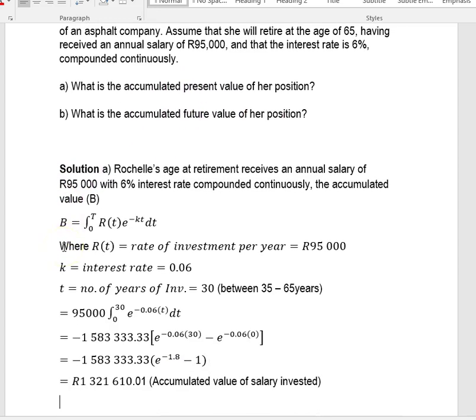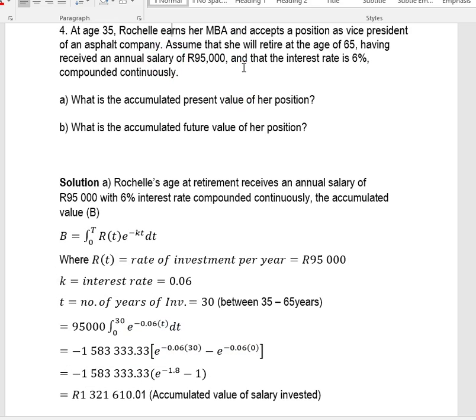Let's go to the first question. Here we're still going to be using the formula for the accumulated present value. First of all, let's determine the time. The time will be the difference between the age of retirement and the age that she started at the company. The age that she started is 35 years, so it will be 65 minus 35, and that gives us 30 years. So T will be 30, that's it there.